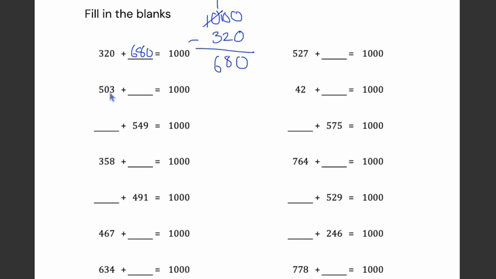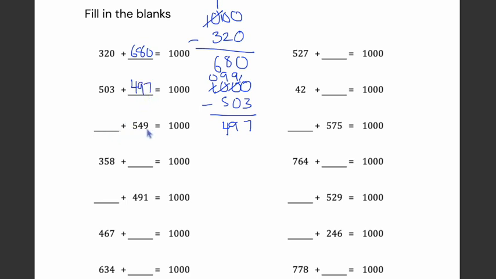So for the second problem, we have 503 plus blank equals 1000. We have 0 minus 3, which isn't enough, so we have to take a 10. So this becomes a 9, and this also becomes a 9, and this becomes a 0. And this becomes a 10. So 10 minus 3 is 7. 9 minus 0 is 9. 9 minus 5 is 4, and 0 minus nothing is 0. So our missing number is 497.